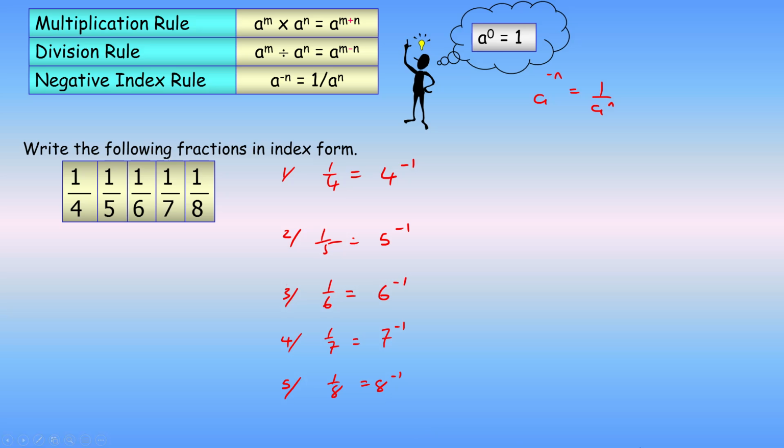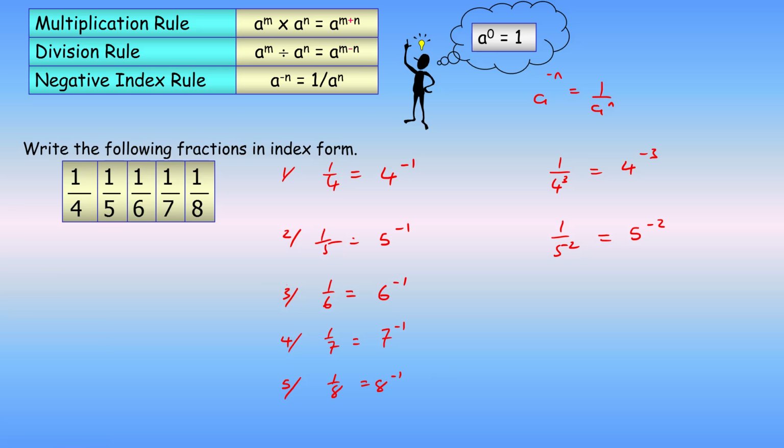You note there's no power on the numbers. I mean, if we had something like 1 over 4 cubed, then that would be 4 to the power of minus 3. If I had 1 over 5 squared, that would be 5 to the power of minus 2. So that's how we use the index law. Okay, hit pause, copy them down. When you're ready, hit play again.